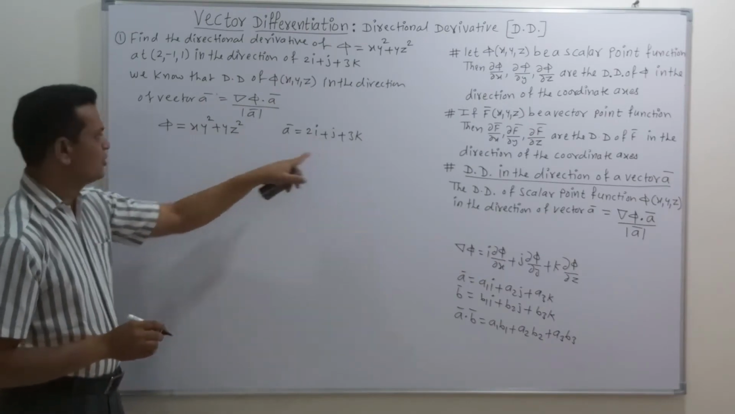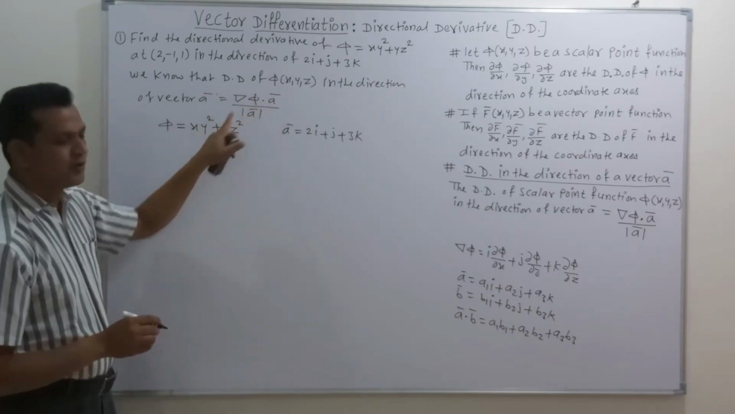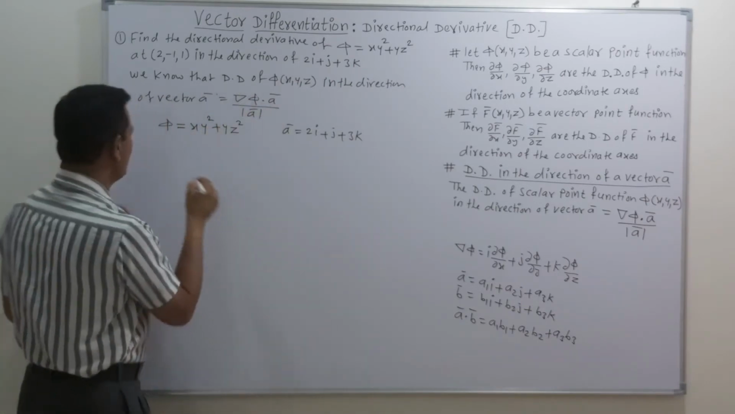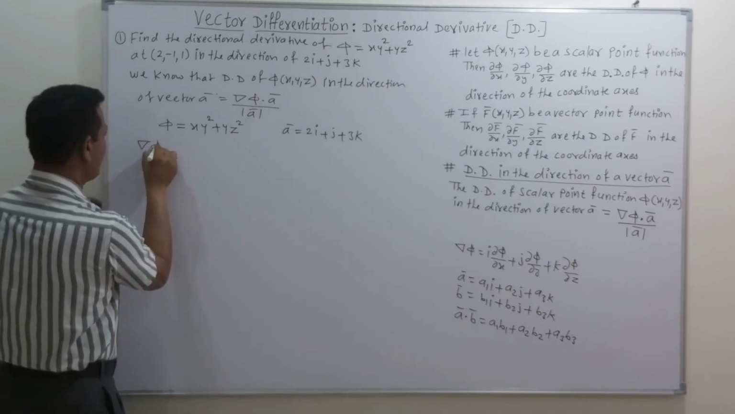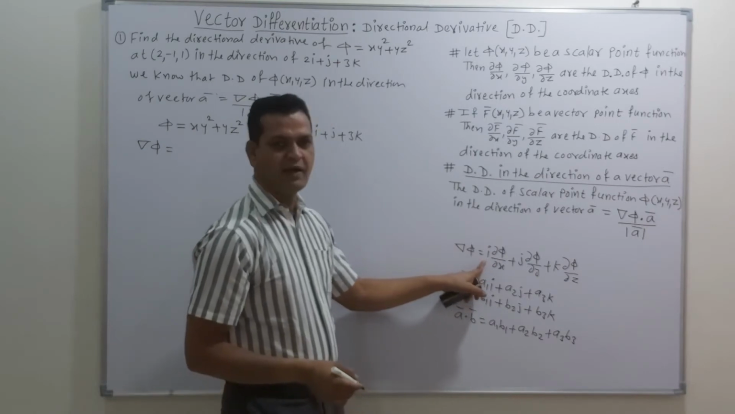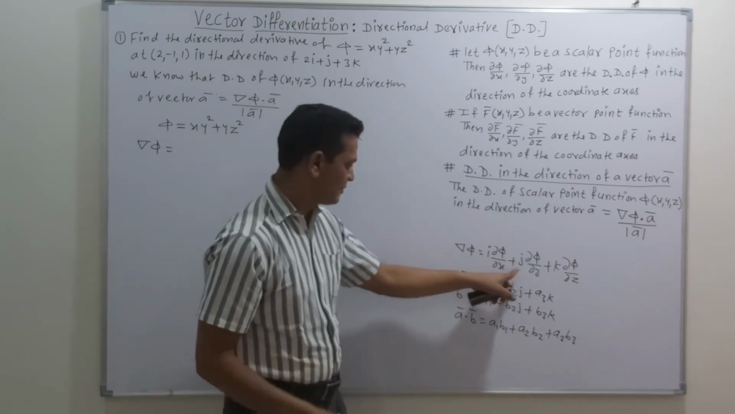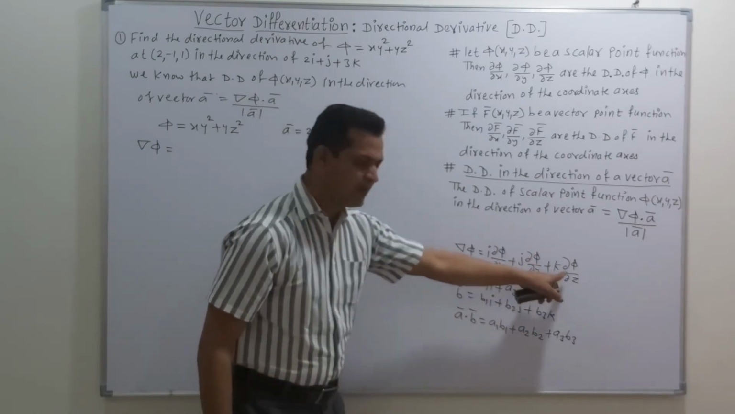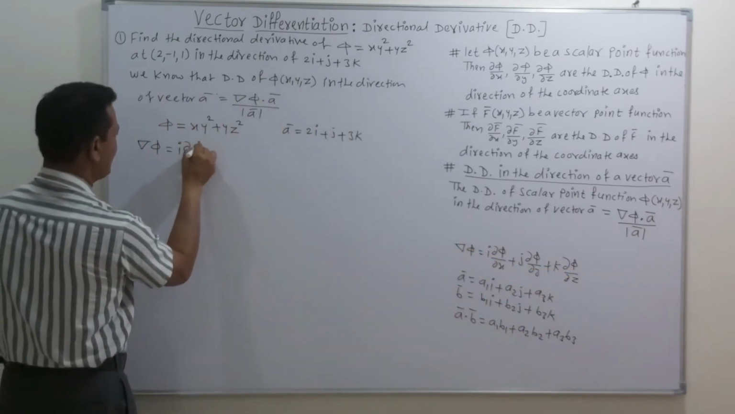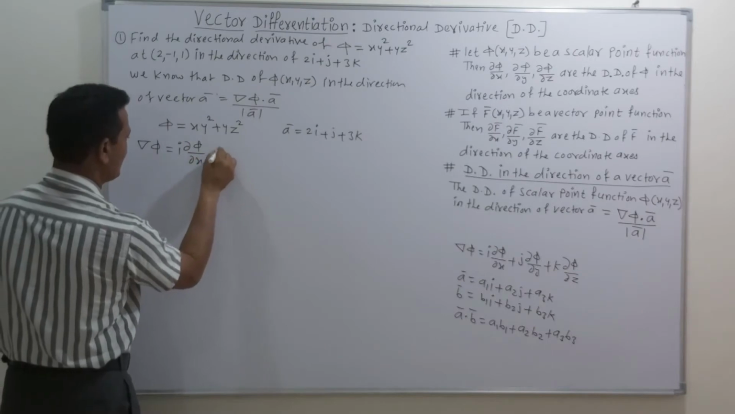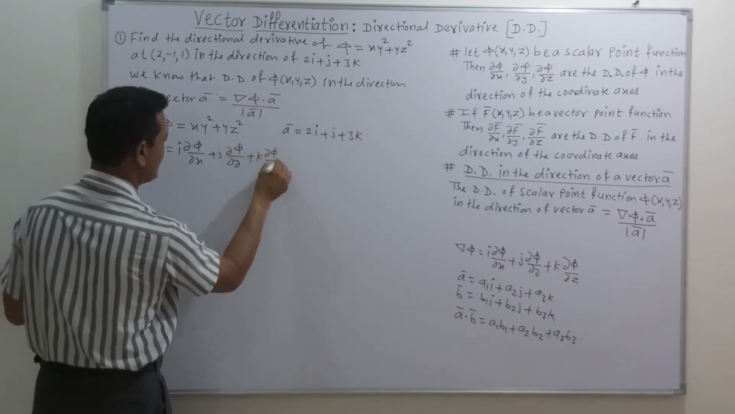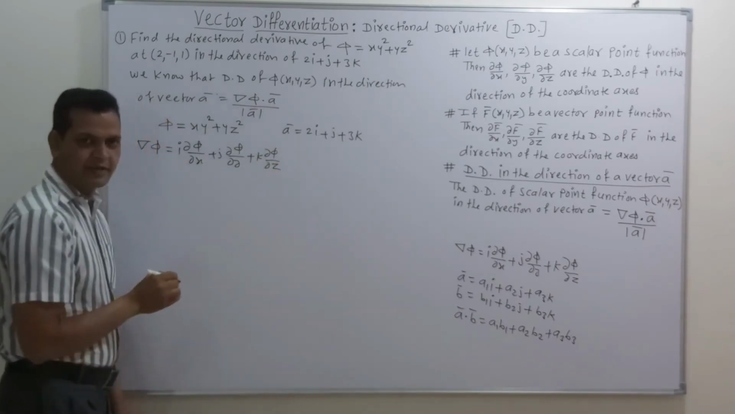by this term, the formula is del phi dot a bar upon magnitude of a bar. So our first aim is to find the value of del phi. We know the formula for del phi. Del phi stands for i times partial derivative of phi with respect to x plus j times partial derivative of phi with respect to y plus k times partial derivative of phi with respect to z.